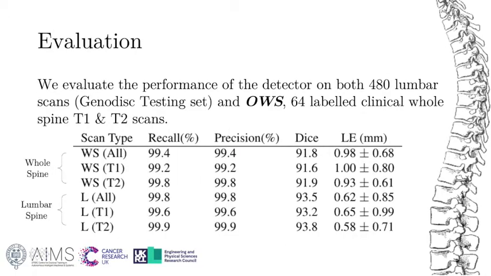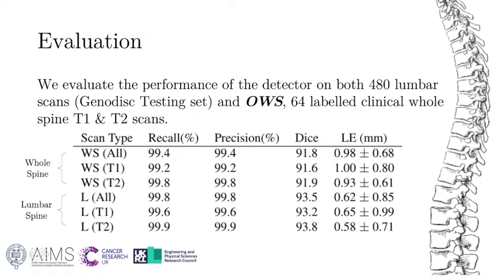Quantitatively, we evaluate the performance of our detector on both lumbar and whole spine scans. For the lumbar spine case, we use the testing dataset of the Genadisk dataset we used for training. This consists of 480 clinical lumbar spine scans. For the whole spine case, we use OWS, or Oxford Whole Spine, which consists of 64 labelled clinical whole spine scans.